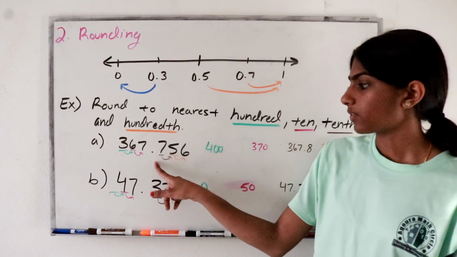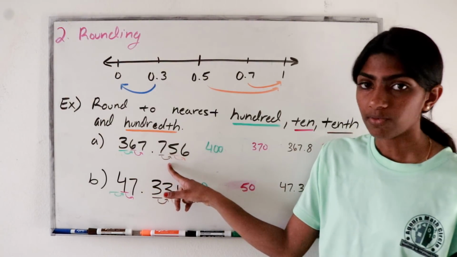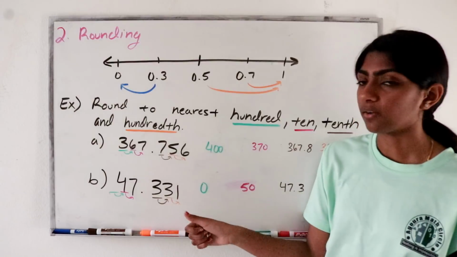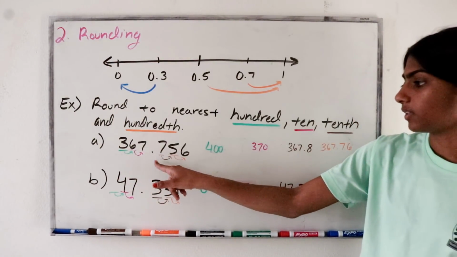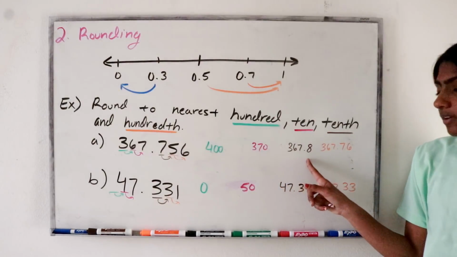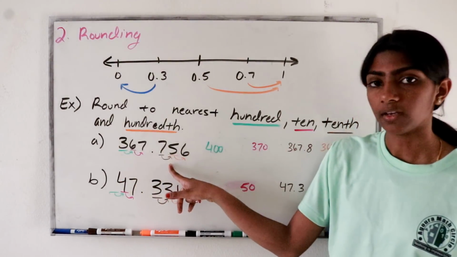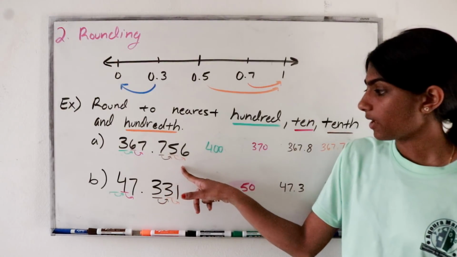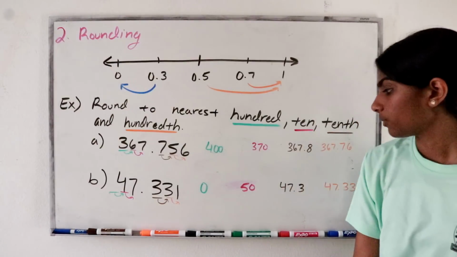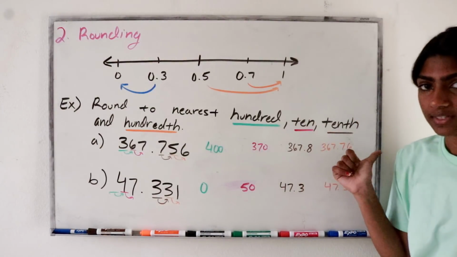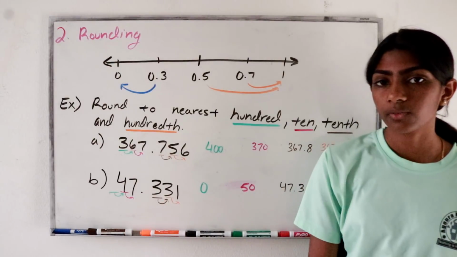So the tenth is the first digit right here, and since we look at the number right before it and it's a 5, that means that we round up. So that means we're going to keep all this the same all the way up to the tenth place. So that is going to round up to 8. Then finally we're going to look at the hundredths place, which is right here, and we want to look at the digit right after it. So that's a 6, that means it rounds up. So we get 367.76. Now let's look at our next example, 47.331.